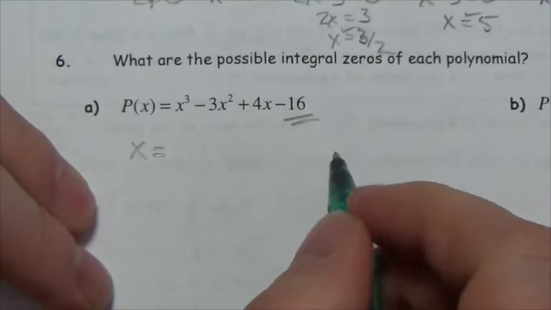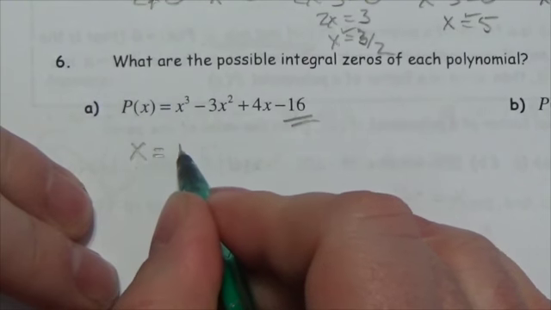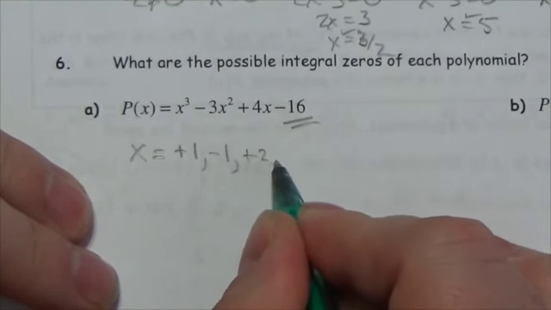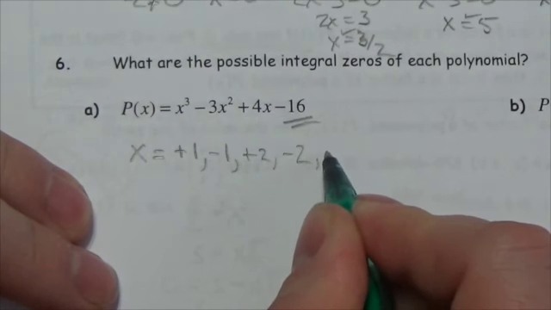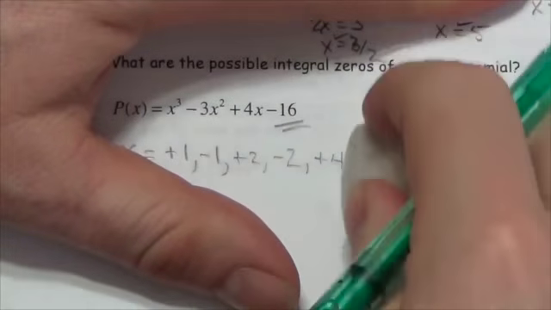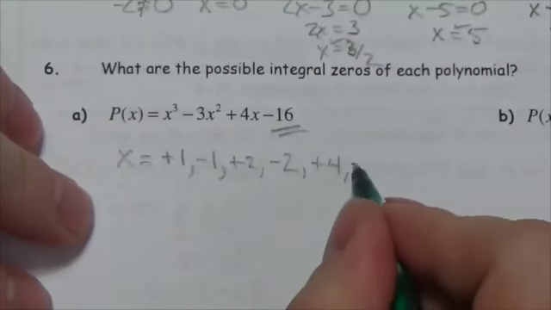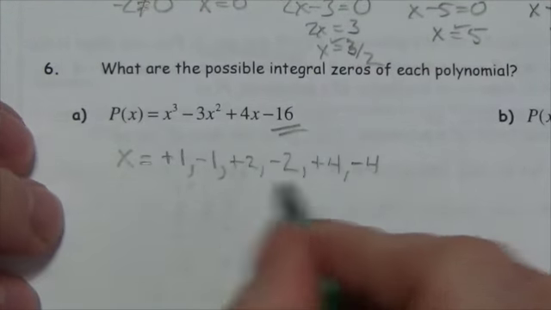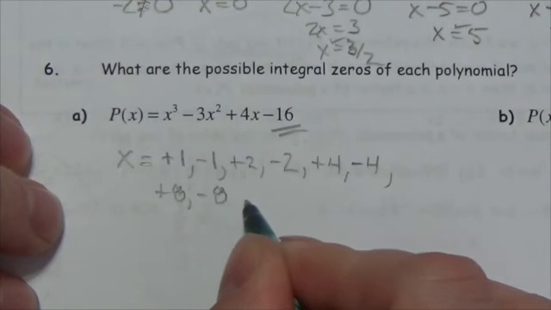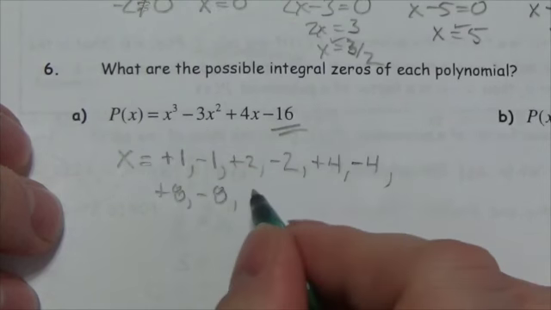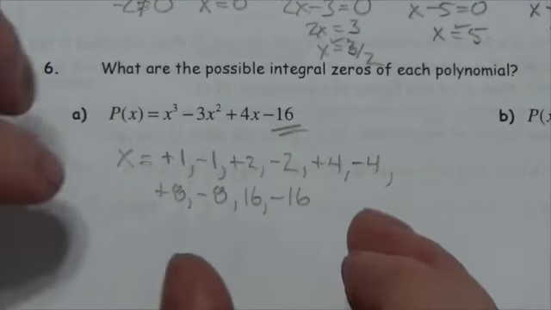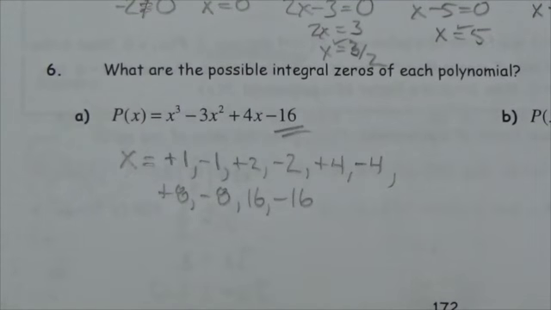Possible factors of negative 16, well, that could include positive 1, could include negative 1, could be positive 2, could be negative 2, could be positive 4, could be negative 4, could be positive 8, could be negative 8, could be positive 16, could be negative 16. Now there's a bunch there. Okay, those are all possibilities.